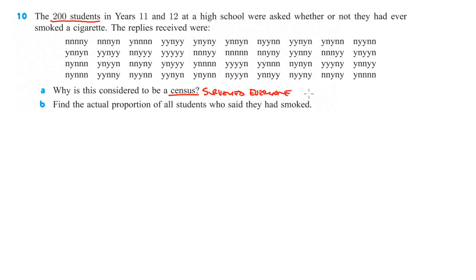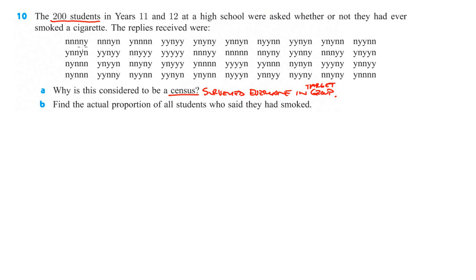Everyone, at least in the group that you want. Everyone in the group. Target group, we'll call it. Okay. There we go. And then find the actual proportion of all students who said they had smoked.